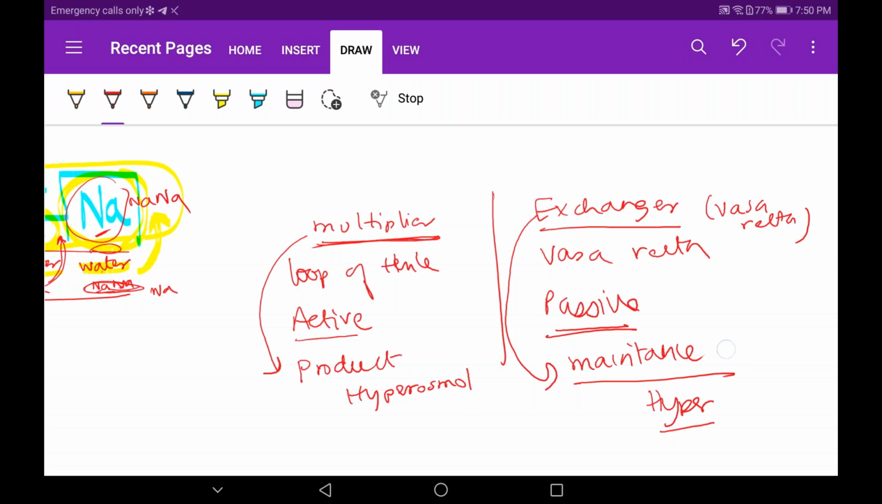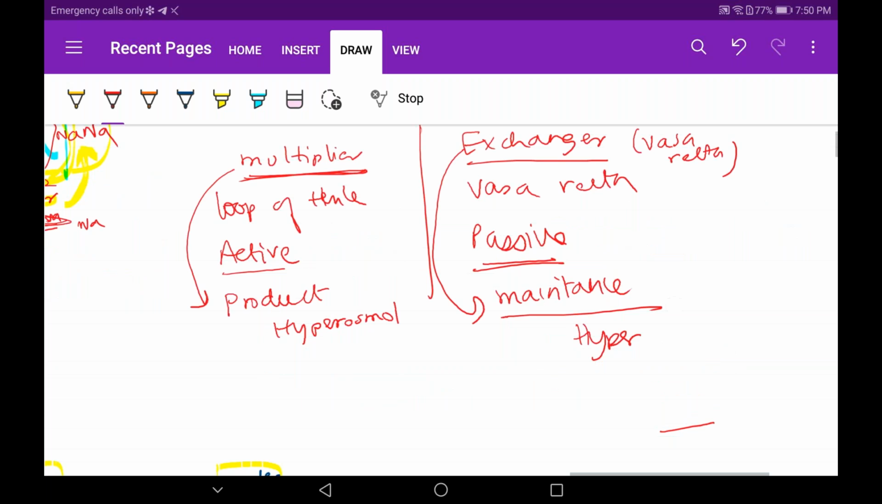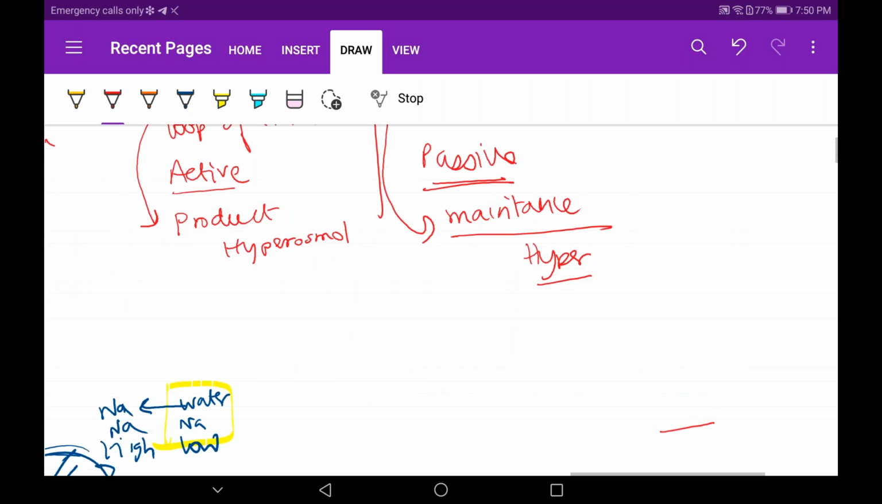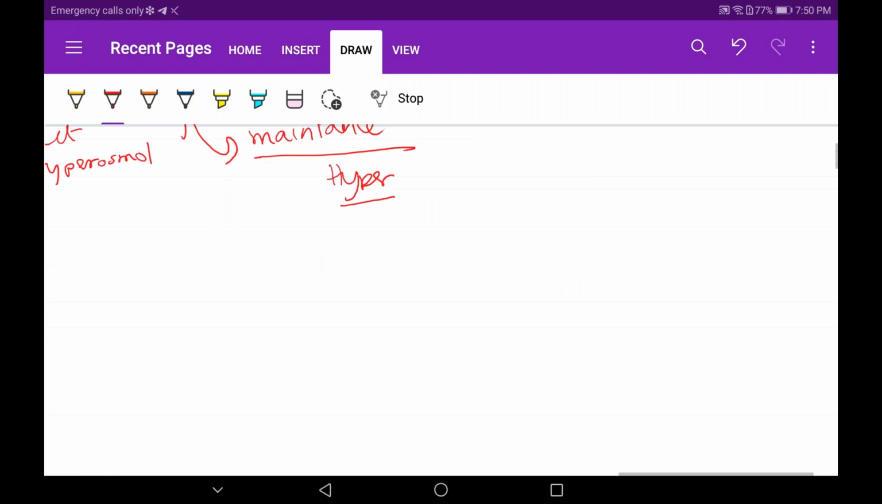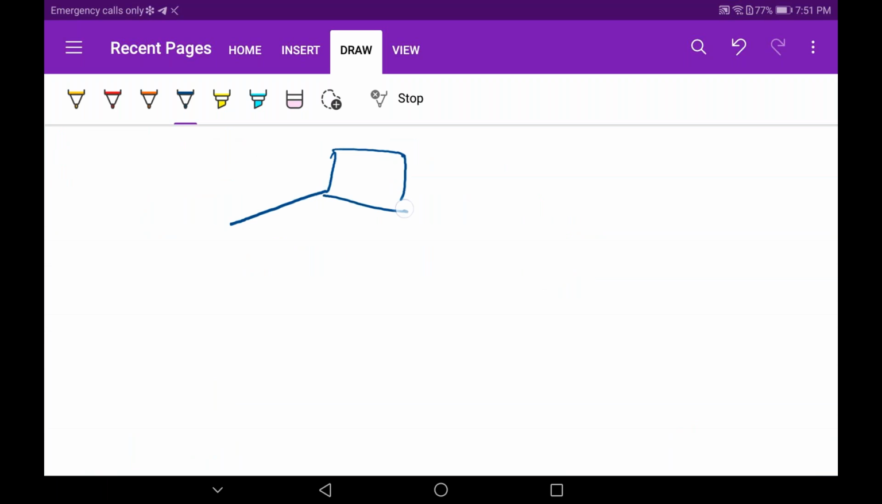Now, let's come to our last aspect, and we do not have to worry at all. Let's focus on the hypothalamus. Focus over here. Hypothalamus, and this is our pituitary.